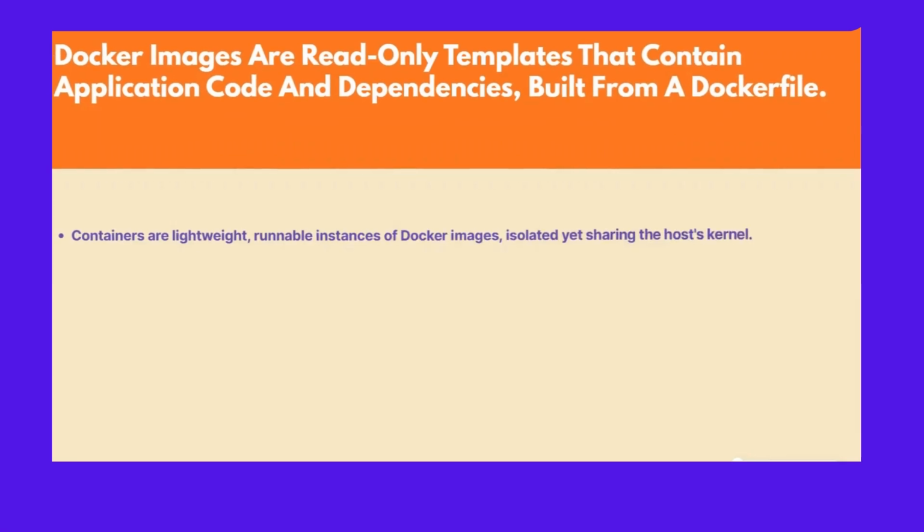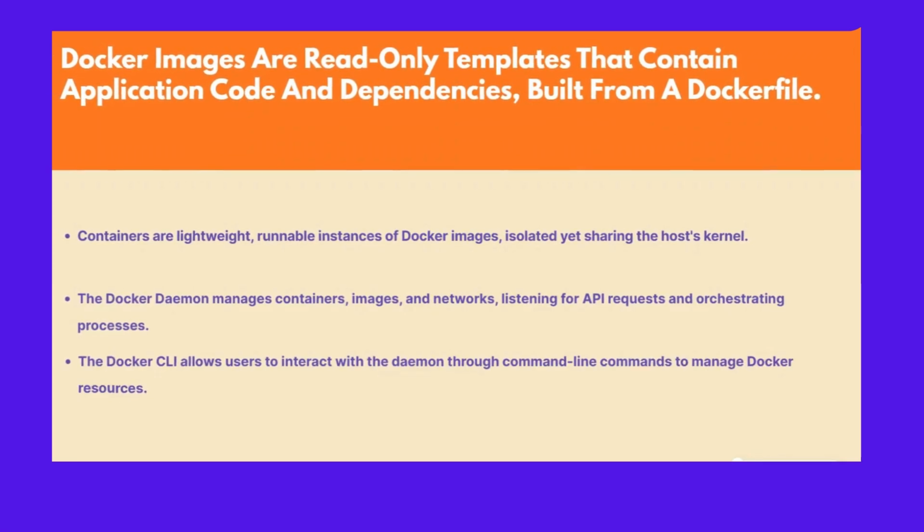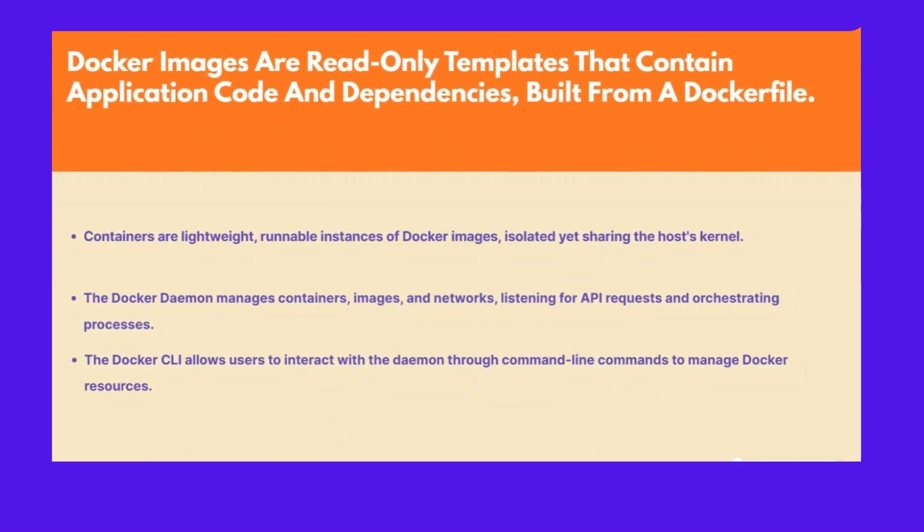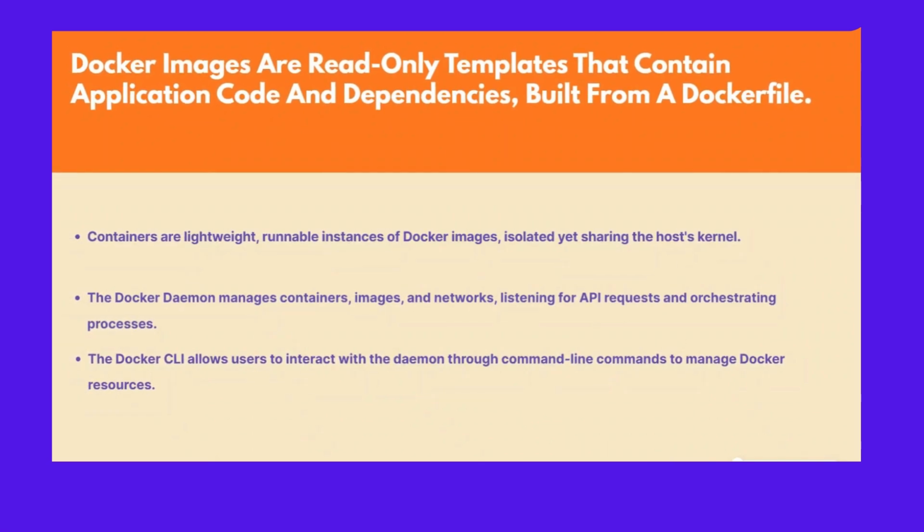Docker images are read-only templates that contain application code and dependencies built from a Dockerfile. Containers are lightweight, runnable instances of Docker images, isolated yet sharing the host kernel. The Docker daemon manages containers, images, and networks, listening for API requests and orchestrating processes. The Docker CLI allows users to interact with the daemon through command line commands to manage Docker resources.